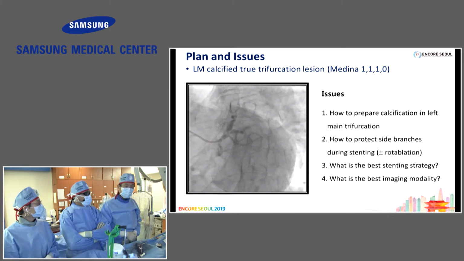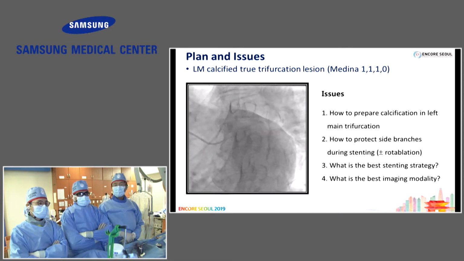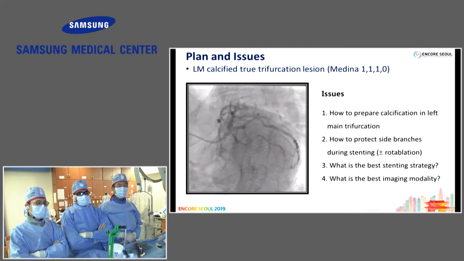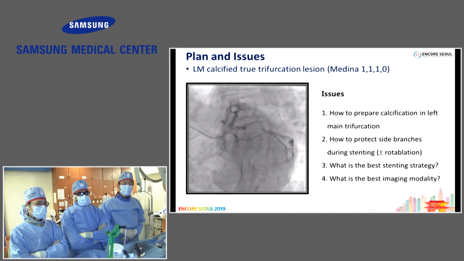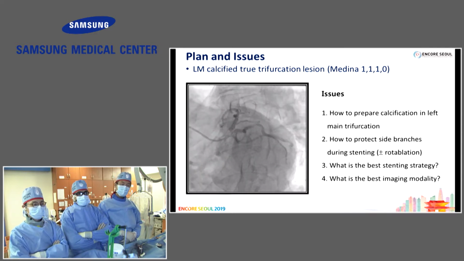Next. The RCA was treated with rotablation and 2 stents, but even after rotablation, the previous operator had some difficulty crossing and expanding the stent. This is a heavily calcified lesion in the RCA, and I expect the same very heavy calcification in the LAD and also the obtuse marginal, as you can see in the angiogram. So how to prepare a calcified left main trifurcation, how to protect the side branches during stenting, what is the best stent strategy, and what is the best imaging modality. This is the issue today.